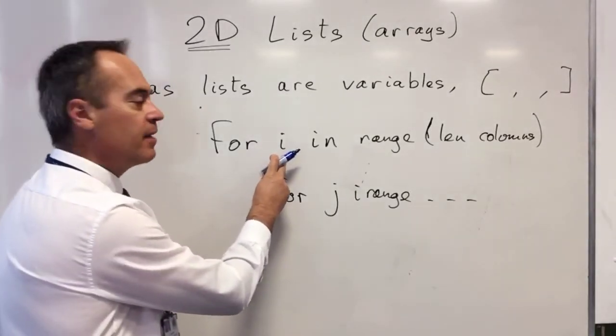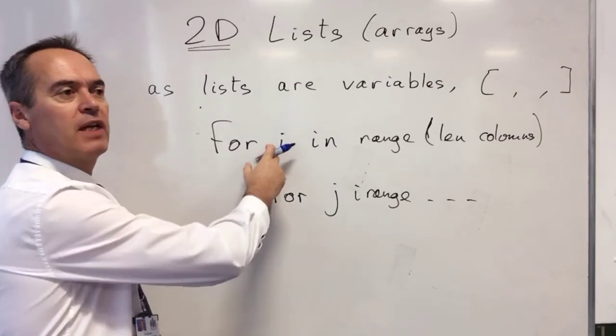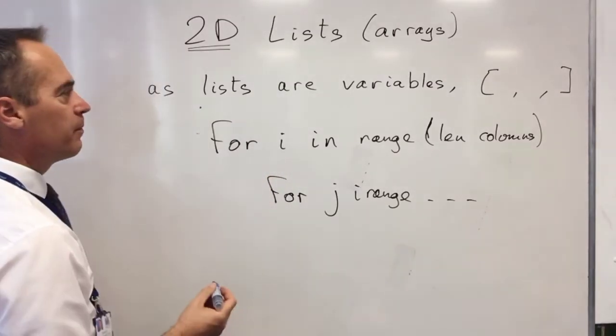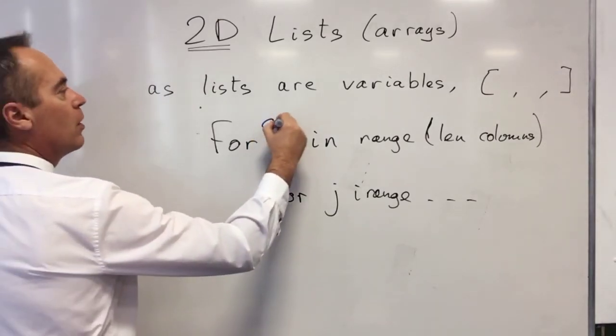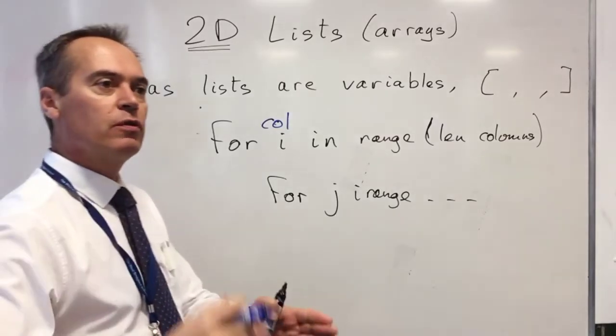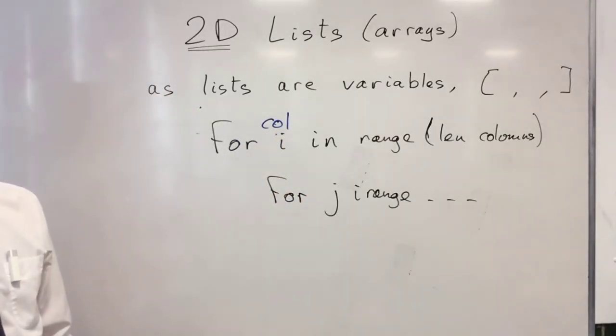a different name. For example, what name should I give that index there rather than a classic i and j? Yes, please? Col or column? Yes, so this could be for col in column. Now, you are the coder, you choose the name of your variables, including the name of your index.